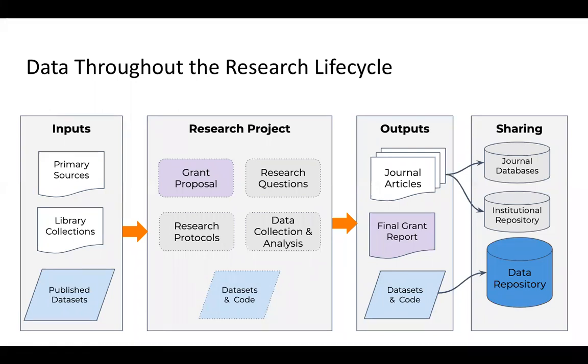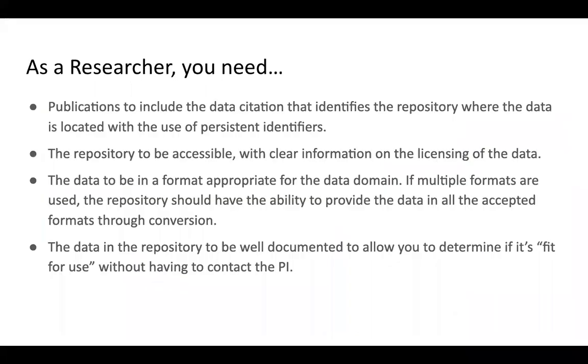However, it is not only about discovery of these data sets and associated files. So as a researcher, you need, as I just mentioned, to be able to find the data within a repository. Publication should include the data citation that identifies the repository where the data is located with the use of persistent identifiers. But there are a few other things researchers need.